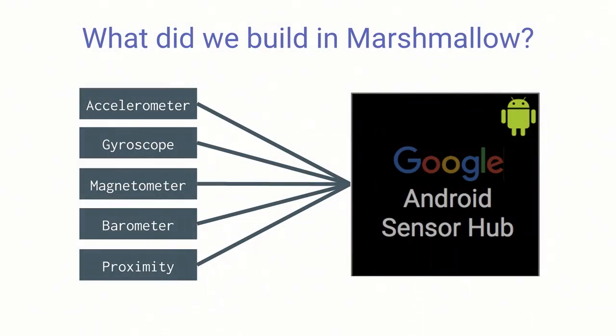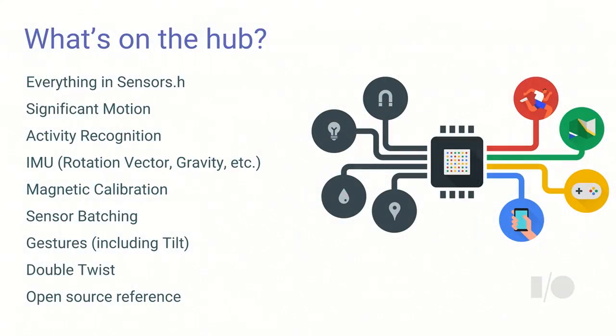So how did we do this? We connected the following into the Android Sensor Hub: accelerometer, gyroscope, magnetometer, barometer, proximity, and ambient light sensor. By establishing these connections, we were able to achieve the following. I'm not going to read through this whole list, but I want to highlight some examples.